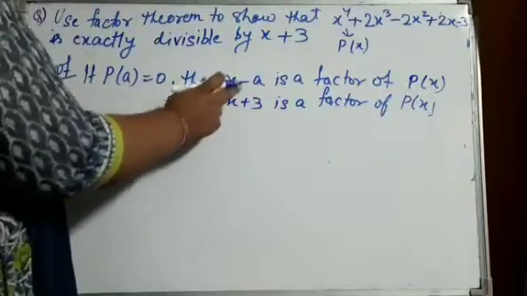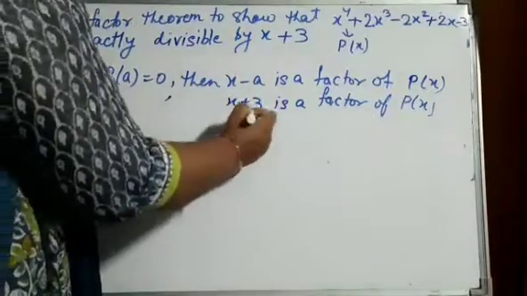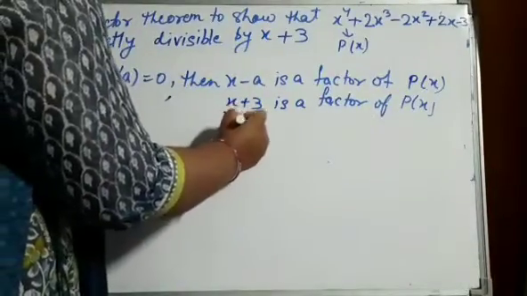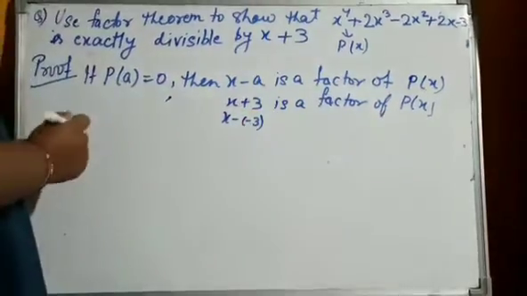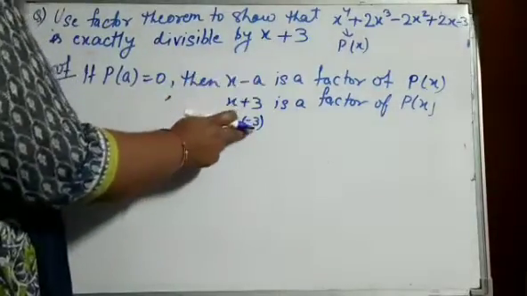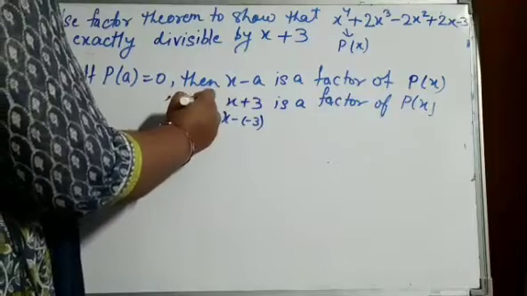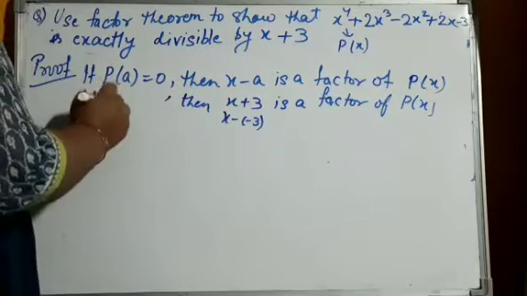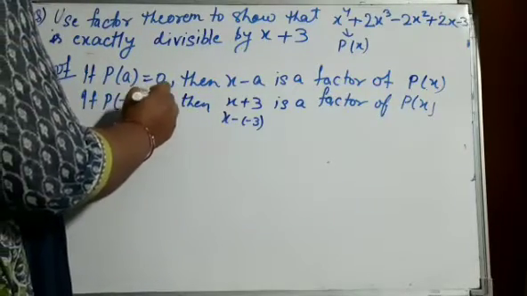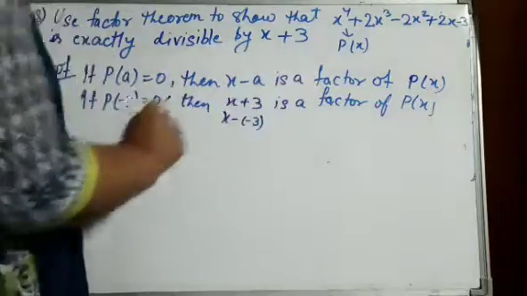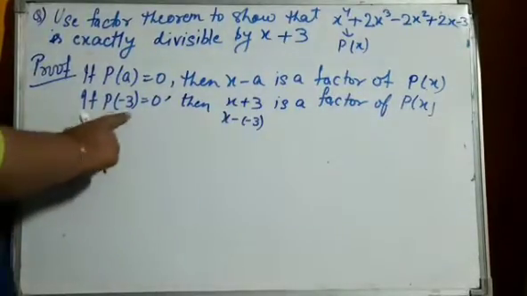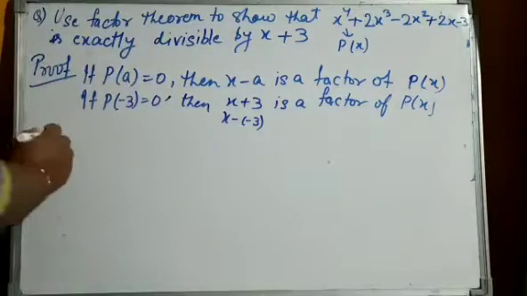How can we show that x plus 3 is a factor of p of x? See what is written in the place of a. Can we write this x plus 3 as x minus of minus 3? You can see in the place of a, minus 3 is written. So what can we write? If p of minus 3 is 0, then x plus 3 is a factor of p of x. So let us calculate p of minus 3.